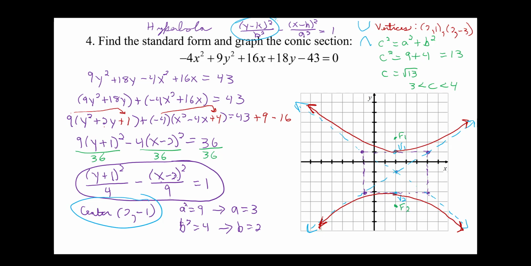So what are the coordinates of those foci? Our center is the point (2, -1). Our first focus is at an x value of 2, and y is negative 1 plus the square root of 13. Our second focus is at an x value of 2, with y equal to negative 1 minus the square root of 13. Okay, let's move on. I think we've done all we can do with this.